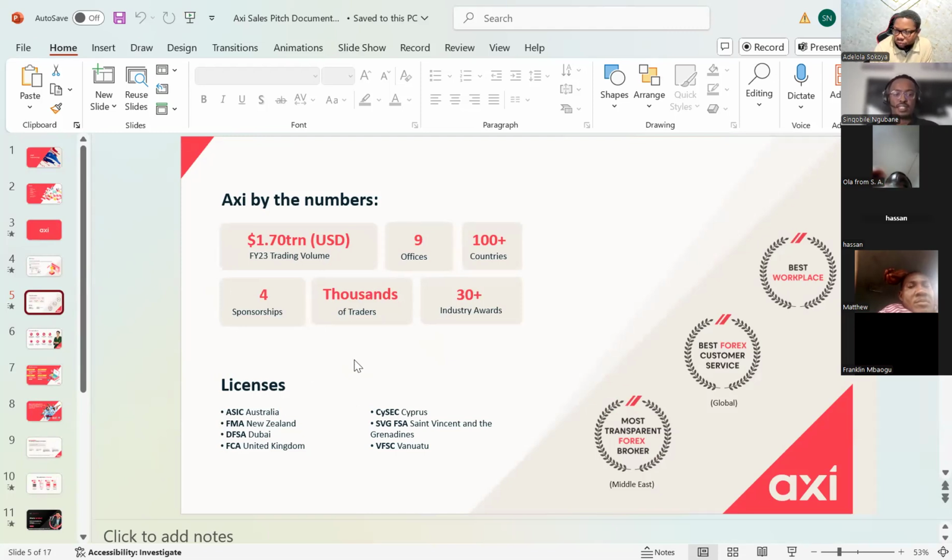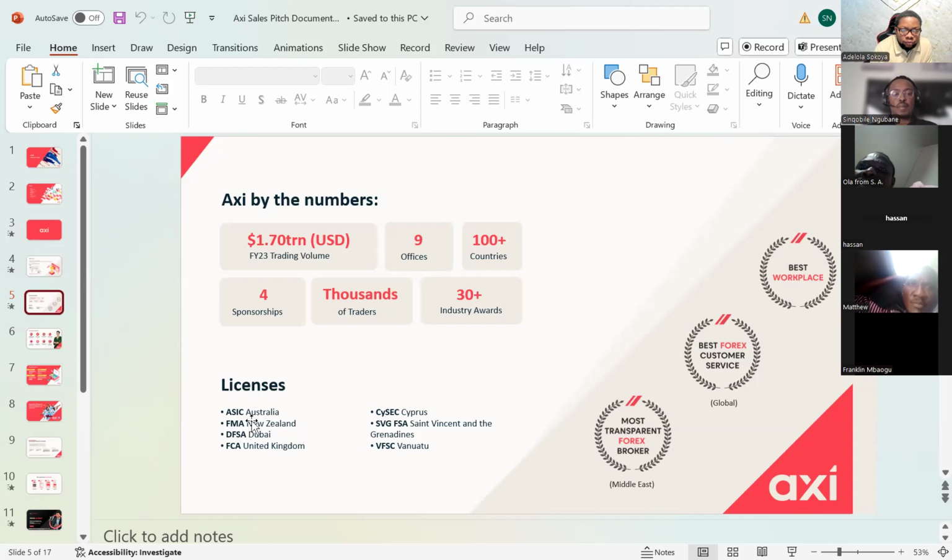And then the licenses. We have the ASIC license in Australia. That's where our head office is. We also have a license in New Zealand, the FMA, a license in Dubai, the DFSA, a license in the United Kingdom, the FCA, a license in Cyprus, and also SVG, which is the one that we use to operate in Africa.